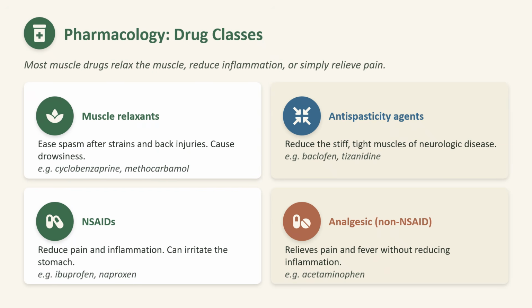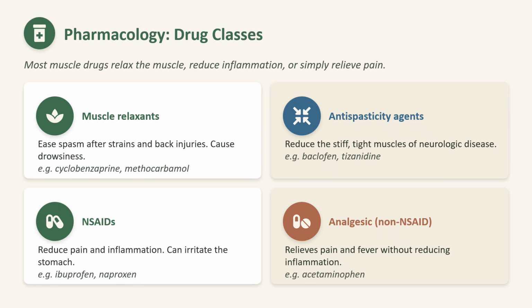Antispasticity agents, baclofen and tizanidine, are different. They're for spasticity, which is the stiff, tight muscles caused by neurologic disease like multiple sclerosis, cerebral palsy, or spinal cord injury. They're not used for just a pulled hamstring. And a critical safety note, baclofen must never be stopped abruptly because sudden withdrawal can cause severe rebound spasticity and even seizures.